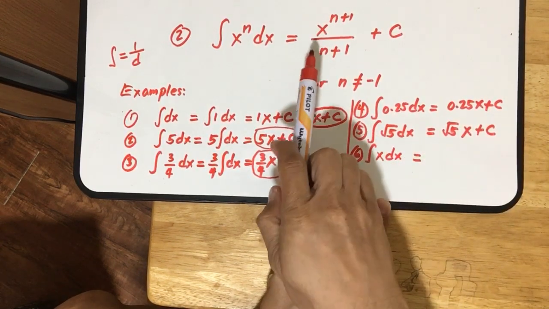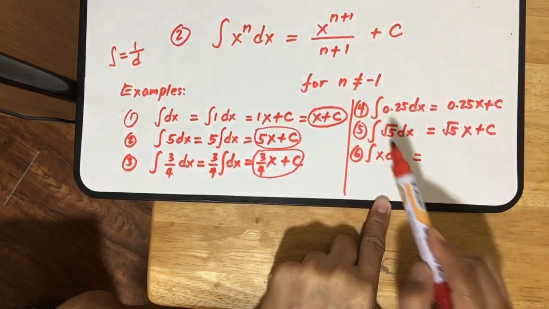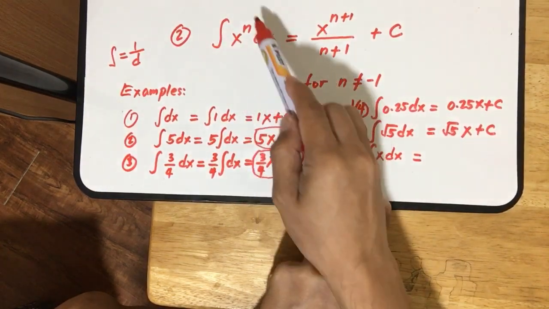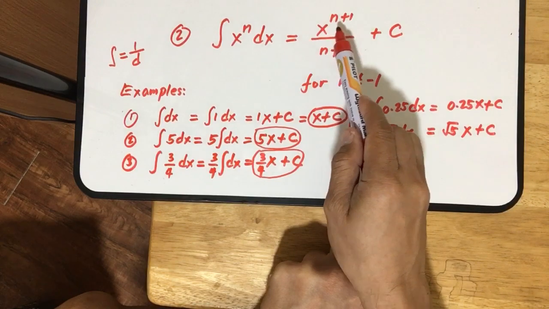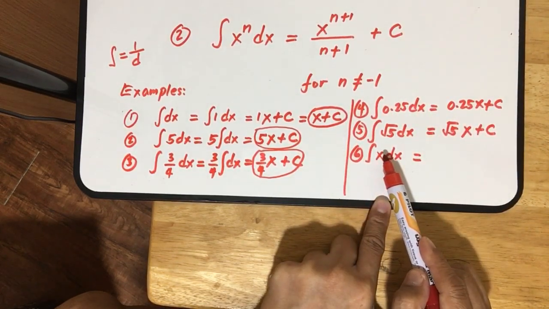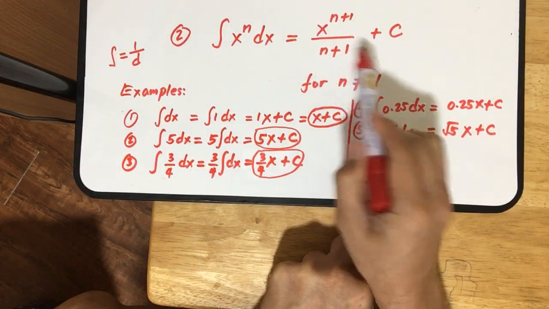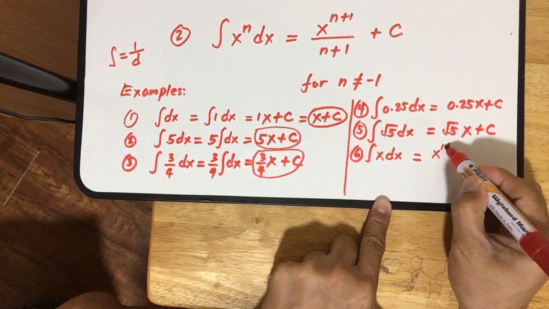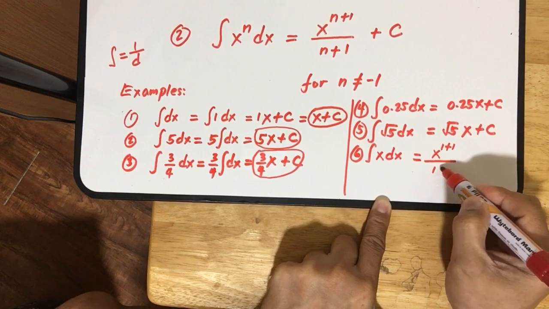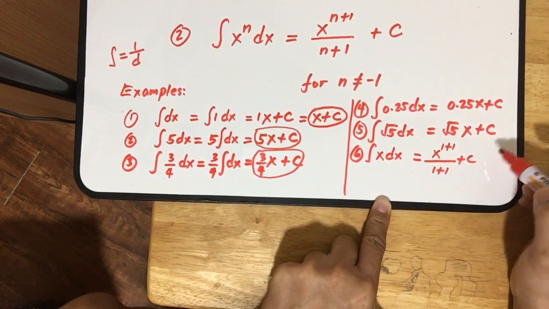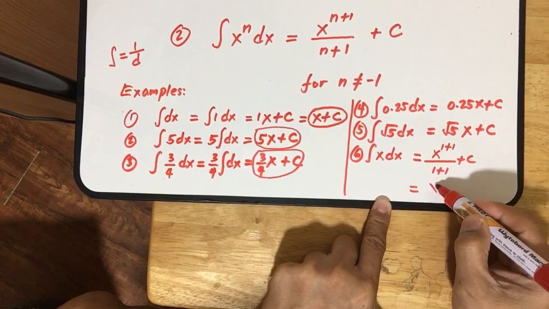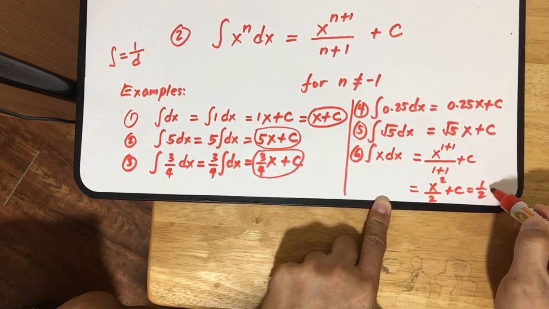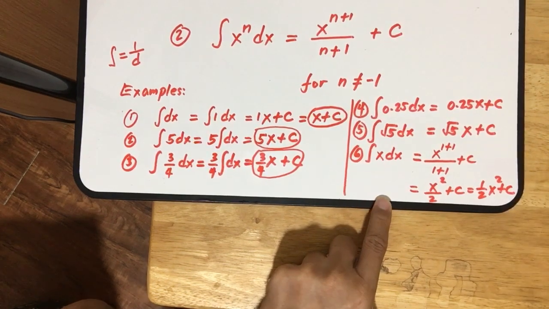Using the formula, we have x to the power n. This is in the form x to the n dx. So we have to make use of this formula: x to the n plus 1, where our n in this given is equal to 1, divided by n plus 1. Therefore, this is x to the power 1 plus 1, divided by 1 plus 1, plus c, which is equal to x to the power 2 divided by 2 plus c, or equal to 1/2 x squared plus c. Okay?